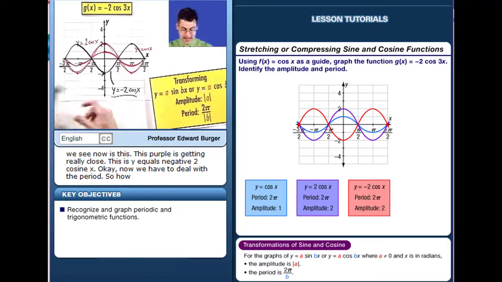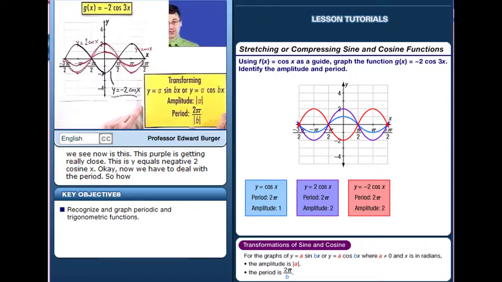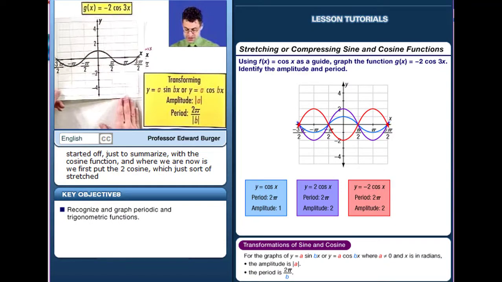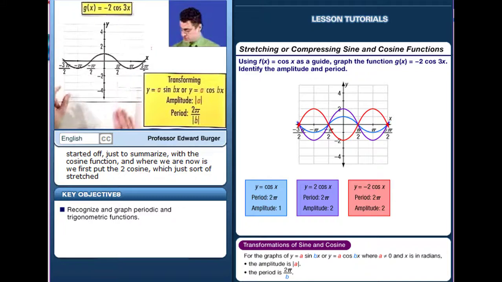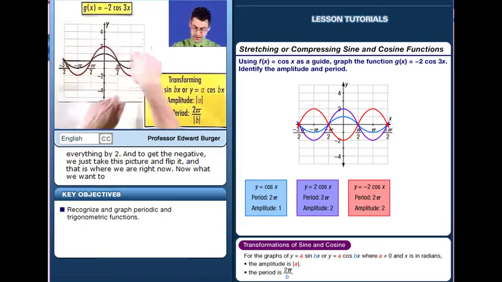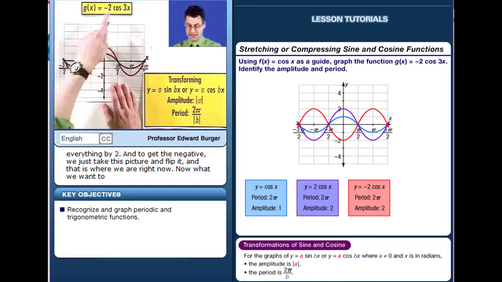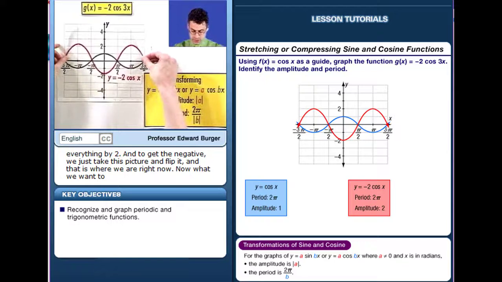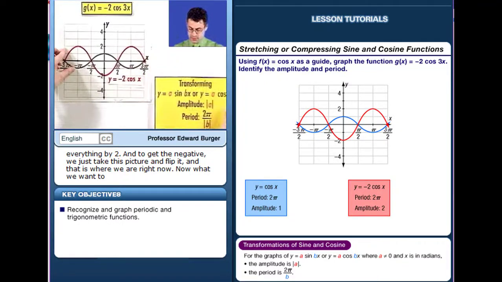Okay. Now we've got to deal with the period. So how are we going to deal with the period? First of all, let me show you a really nice artist rendition of what we've got going on so far. Here we started off, just to summarize, with just the cosine function. Then we put in the 2 cosine, which stretched everything by 2. And to get the negative, we just take this picture and flip it. Whoop. And now that's where we are right now.